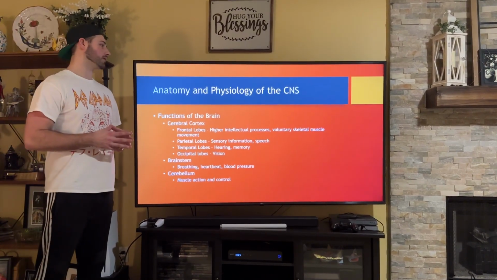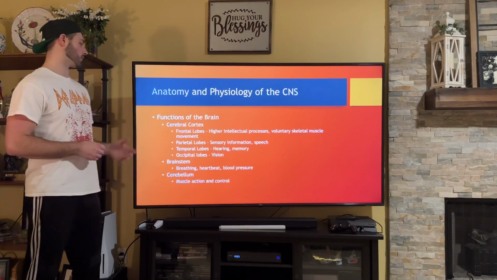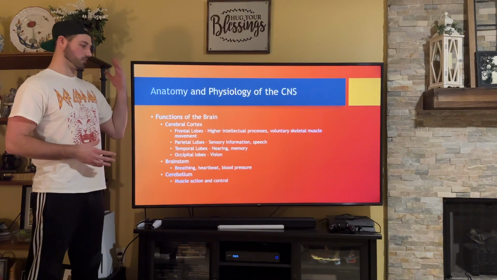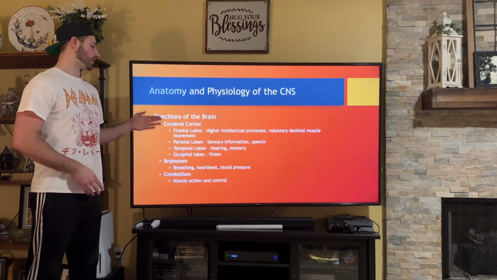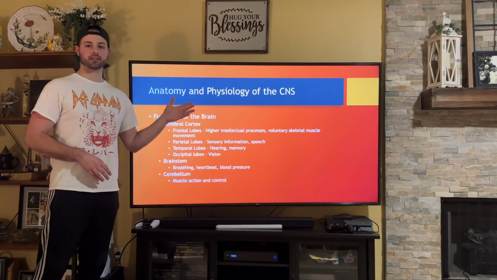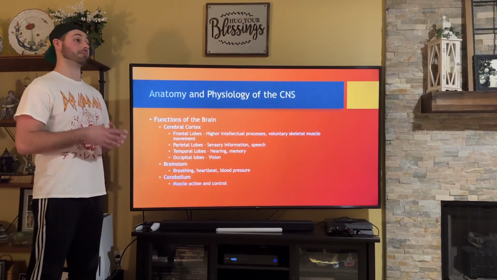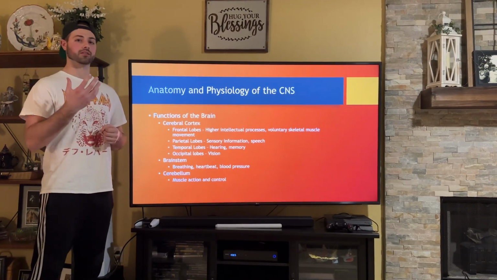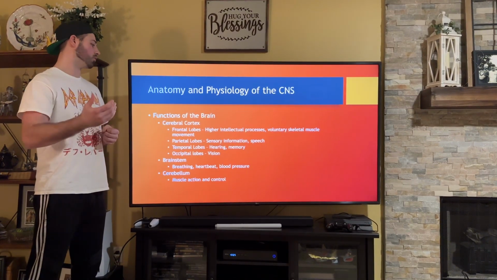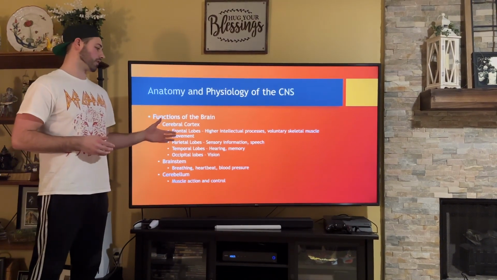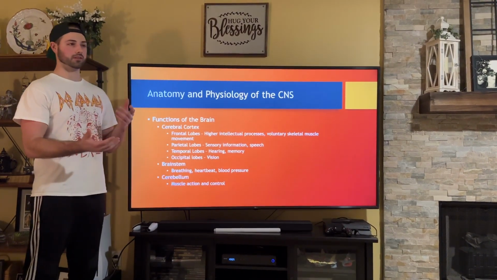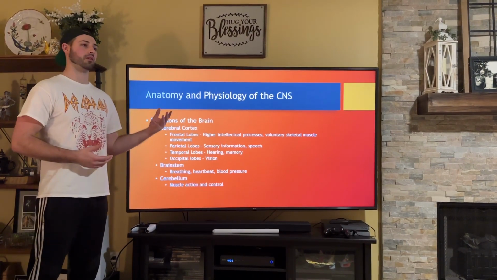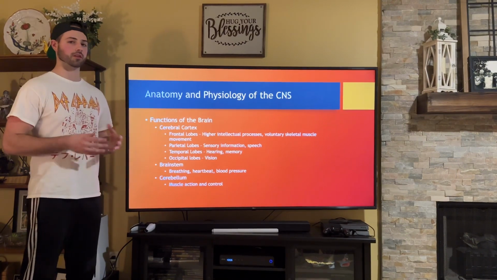Now, moving on to the functions of the central nervous system, starting with the brain. In the brain's cerebral cortex, which is located in its cerebrum, there are four lobes. The frontal lobe controls our higher intellectual processes. These are actions such as planning or critical thinking, and it also controls voluntary skeletal muscle movements. The parietal lobes deal with our sensory information, which is our ability to touch, to feel pain or shocks or temperature. It also deals with our ability to understand and use speech for communication.